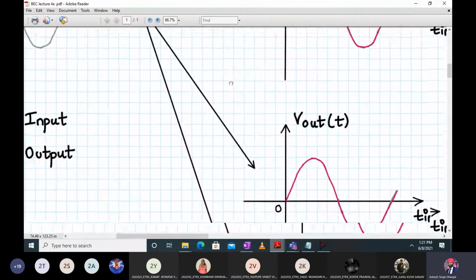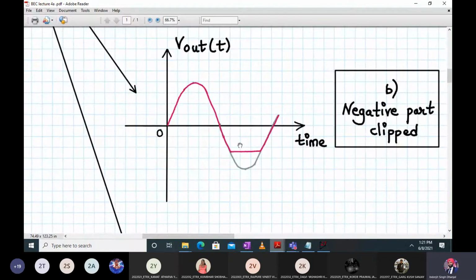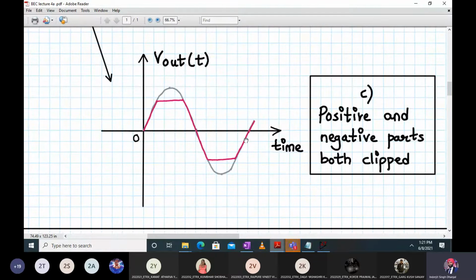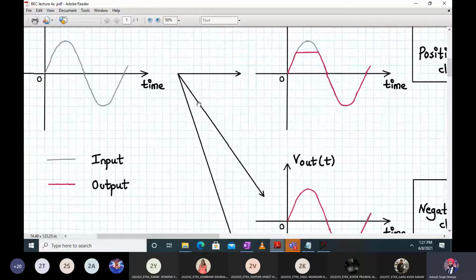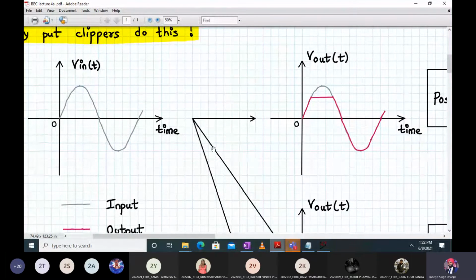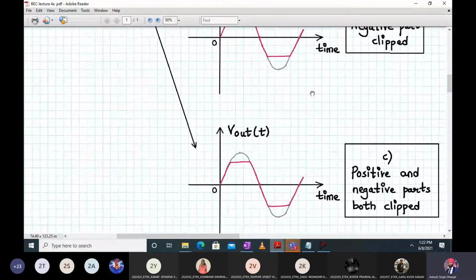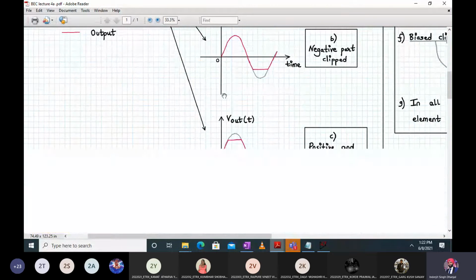The second type is this. It can also clip the negative part of the waveform, so here the negative part is clipped. And we can have a clipper wherein both positive and negative parts are clipped together. Here is an example of both being clipped. So the wave shape of the output has changed. It is a clipped version of the input: either the positive part is clipped, or the negative part, or both the positive and negative parts are clipped in a clipper.